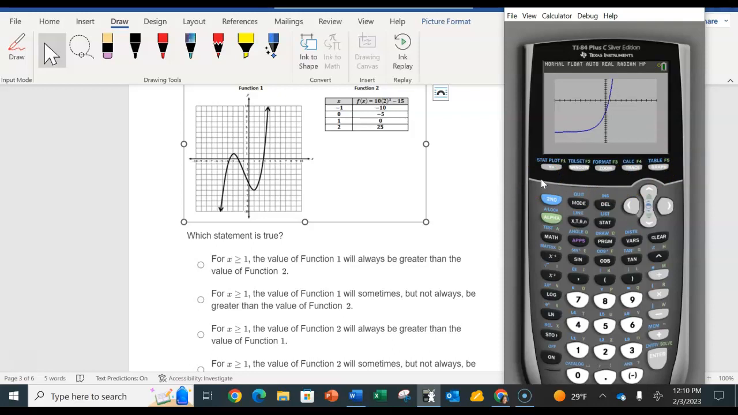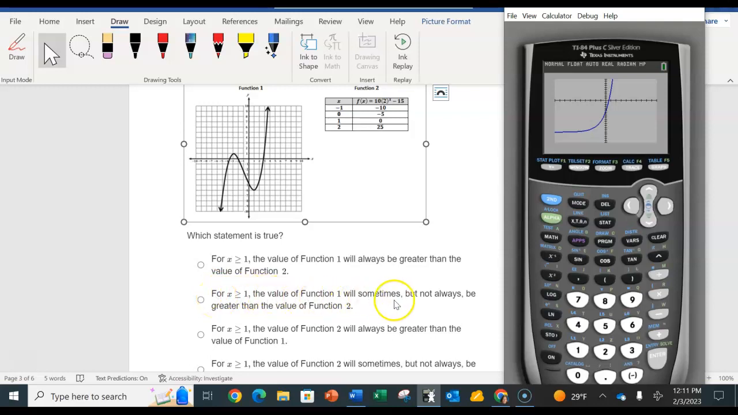All right, so you got an exponential equation here. So it says which statement is true? So for x greater than or equal to 1, the value of function 1 is always greater than value 2. Well, when x is 1, this is your x-axis. When x is 1, it's all the way down here at negative 6. And 2 is all the way down here to negative number. And if you look here, at 1, it's already positive and it's increasing exponentially. So we know this one is not true. Function 1 is not greater.